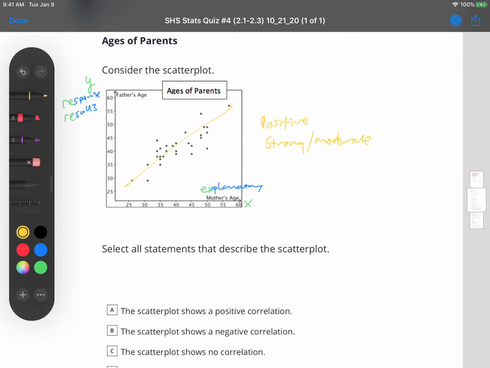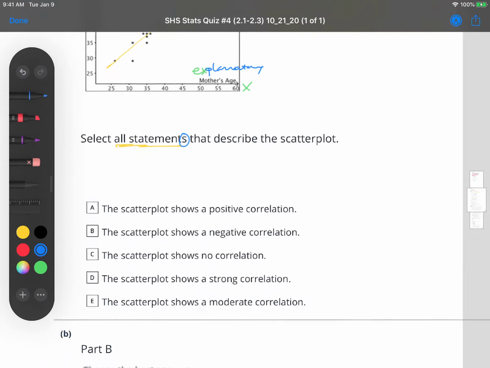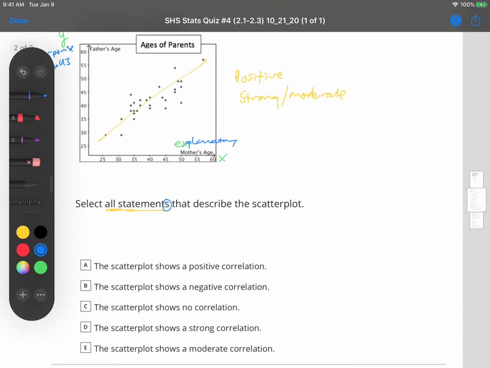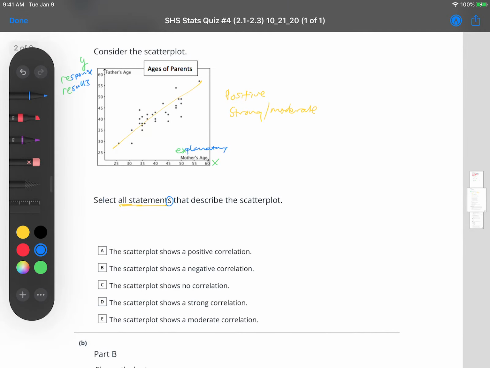Which statements? Select all the statements. Hopefully I pointed out to you that this is plural, so there could be more than one that describe this scatter plot. Okay, we said that it's positive, it's not negative, so check means yes, X means no. The scatter plot has no correlation. No, I think it does. The scatter plot shows a strong correlation. I think it does. The scatter plot shows a moderate correlation.